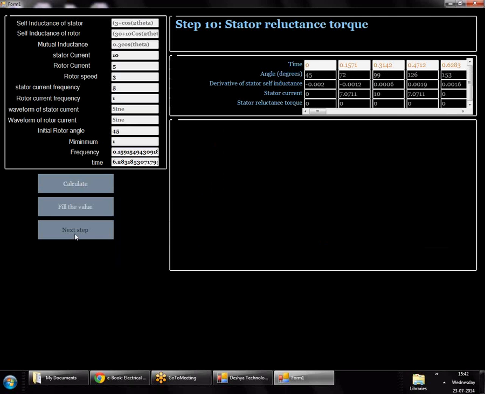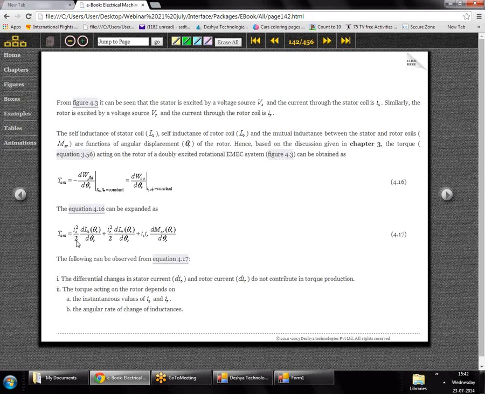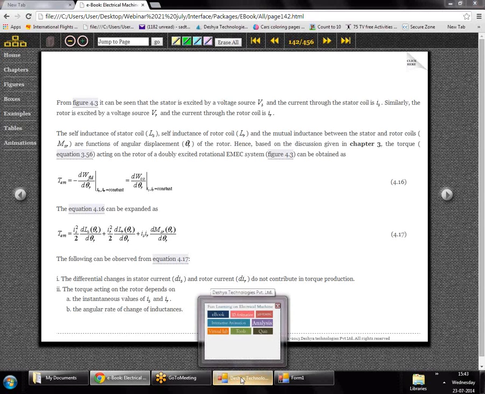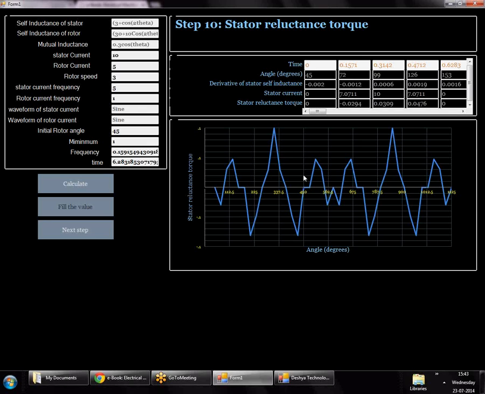After the rotor current is done, then we come to the next very important part, and here it says calculate the stator reluctance torque. So what was stator reluctance torque? If we go here and see the torque equation, the stator reluctance torque is the square of the stator current, divided by 2, into the rate of change of stator self-inductance. So we have calculated all those values. We have calculated the derivative of the stator self-inductance. We know the stator current, which is given over here. So the calculation of the stator reluctance torque gives us this waveform.